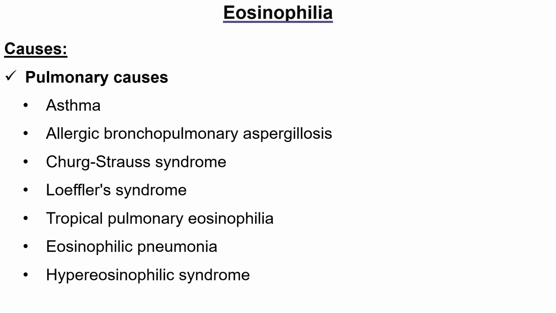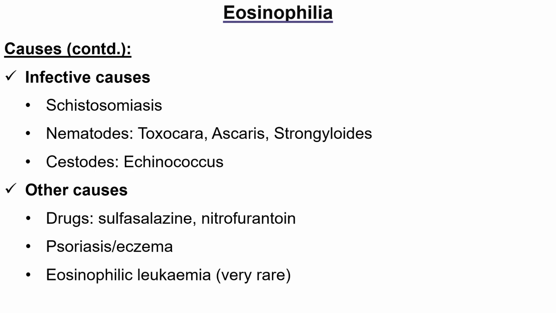So the common causes of eosinophilia that are asked in the MRCP part 1 exam are asthma, allergic bronchopulmonary aspergillosis, Churg-Strauss syndrome, Loeffler syndrome, tropical pulmonary eosinophilia, eosinophilic pneumonia, and hypereosinophilic syndrome. So these are the common pulmonary causes. Allergic bronchopulmonary aspergillosis, or ABPA, is one of the commonly asked questions in the MRCP exam.